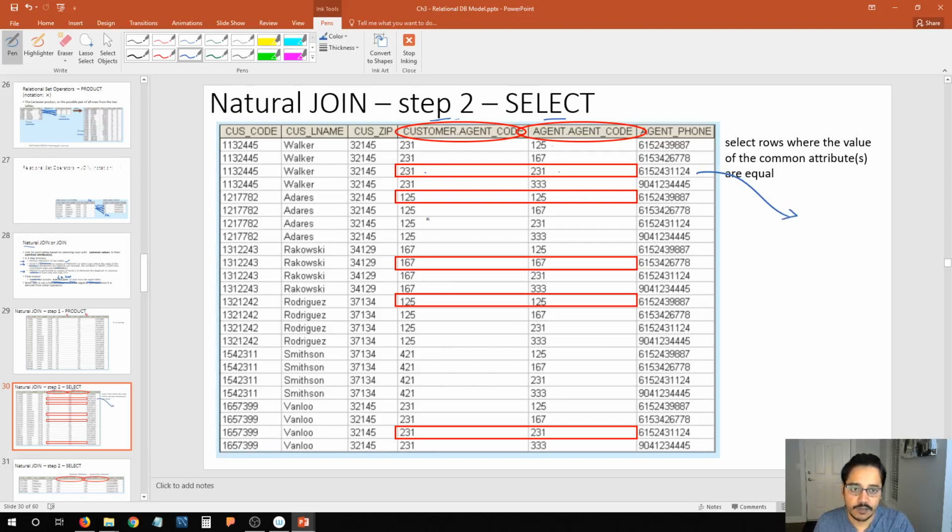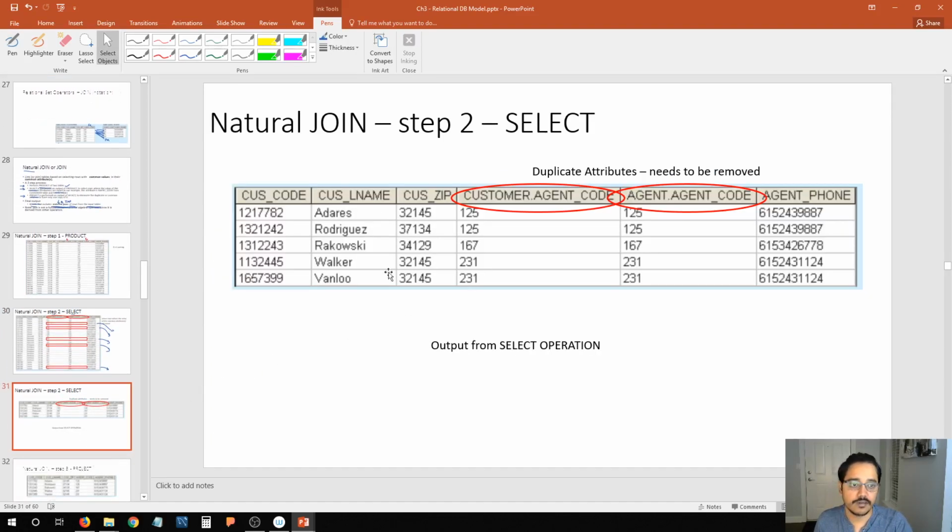Similarly, it will go through the entirety of the table, and here we can see that we have 1, 2, 3, 4, 5 rows that are matched. So this is going to be the next temporary output, and all the other rows where the equal attributes do not match in values are discarded. So that is the second step. And thereafter, this is going to be the final output of the select operation.